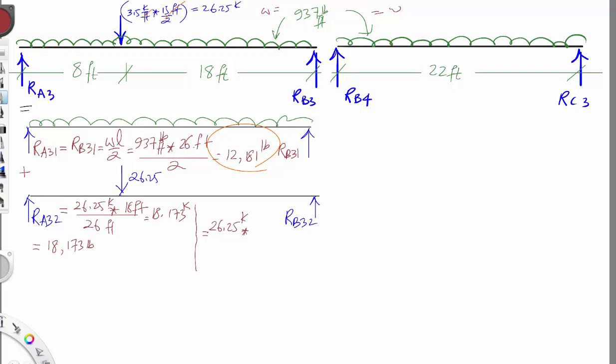For this part, again, the load is 26.25 kip. The opposite distance is 8 feet. The entire distance is equal to 26 feet, and it is equal to 8.076 kips, equal to 8,076 pounds. That is for these calculations.